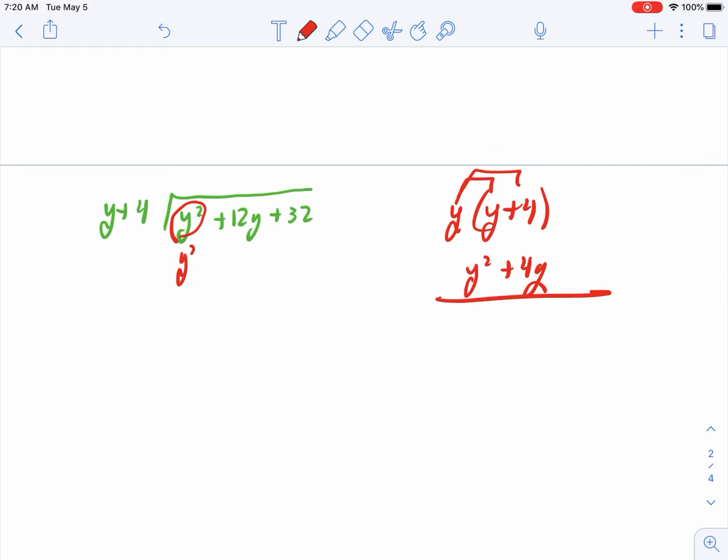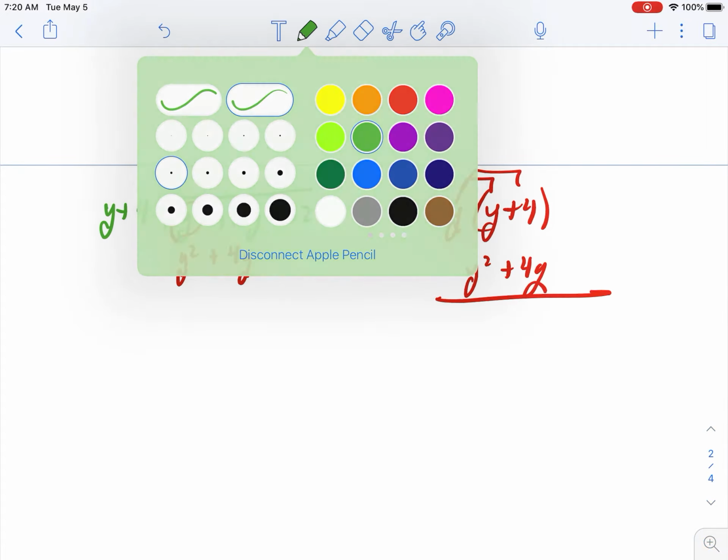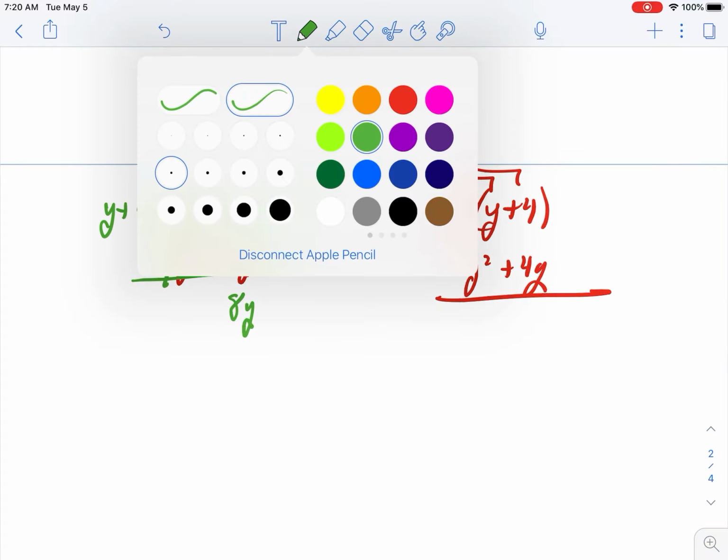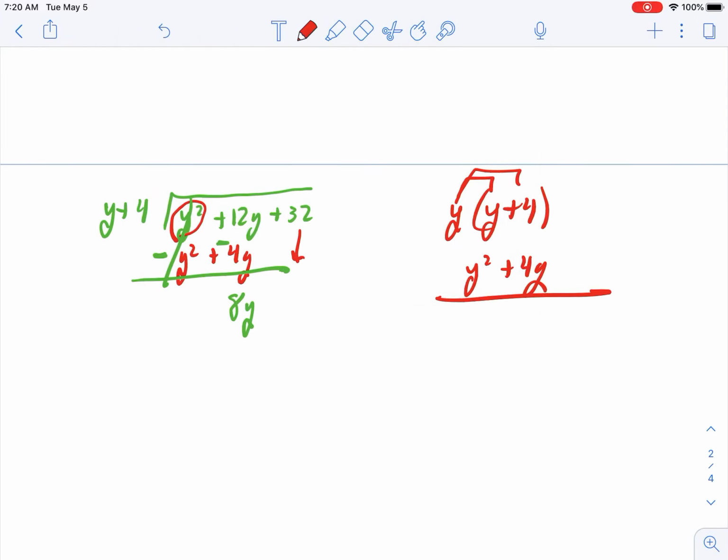Okay, so let's bring that over here. So you have y squared plus 4y. Let's change my sign so that becomes negative and negative. So it cancels out, which is what should happen. This is 8y. Bring the next one down here, plus 32.